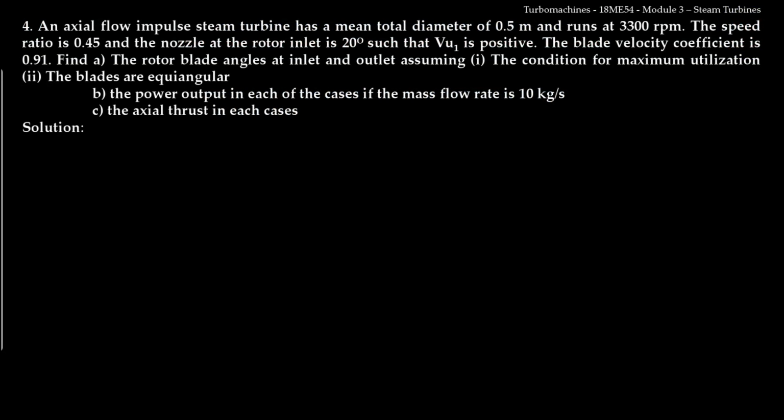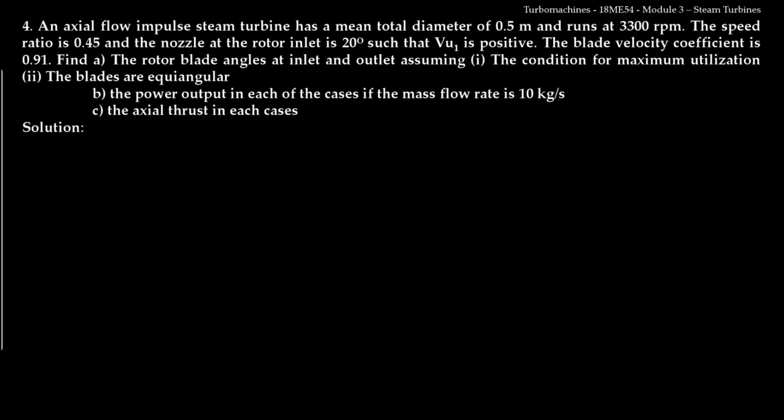Let us solve problem number 4. The problem states that an axial flow impulse steam turbine has a mean diameter of 0.5 meter and runs at 3300 rpm. The speed ratio is 0.45 and the nozzle angle at the rotor inlet is 20° such that Vu1 is positive. The blade velocity coefficient is 0.91.